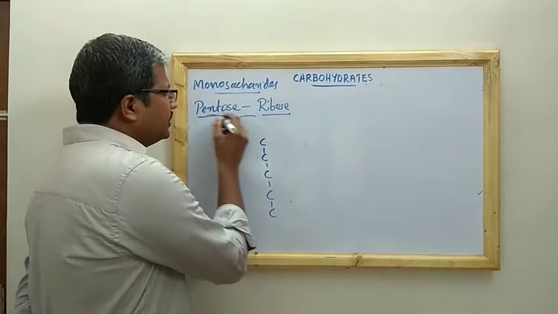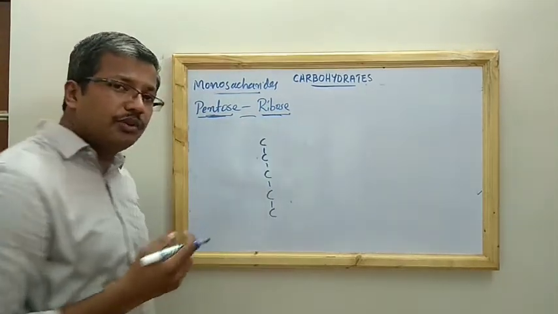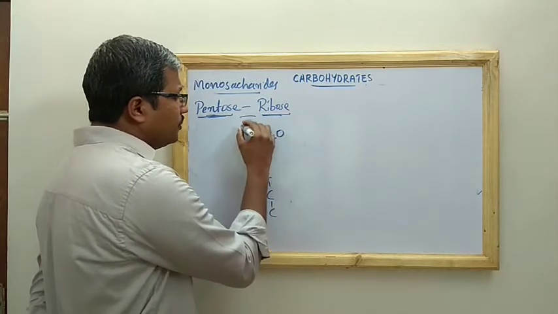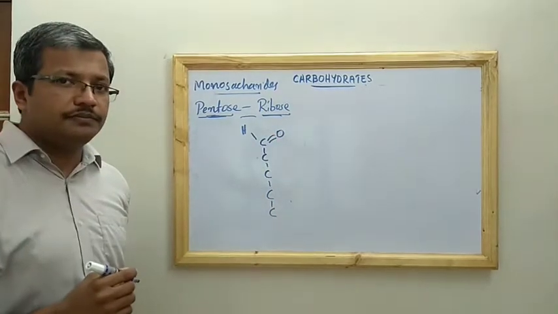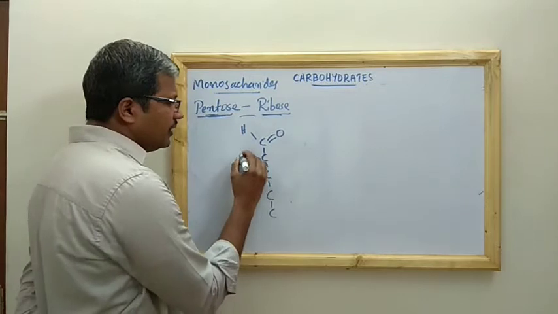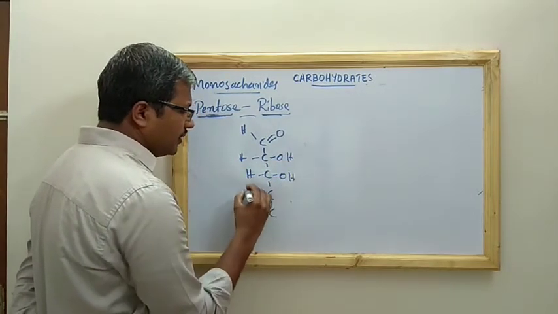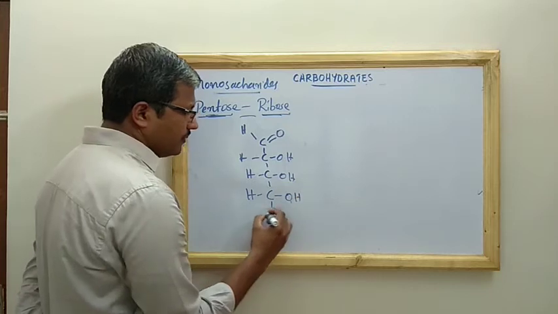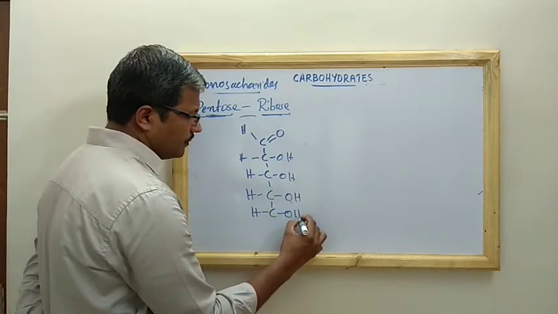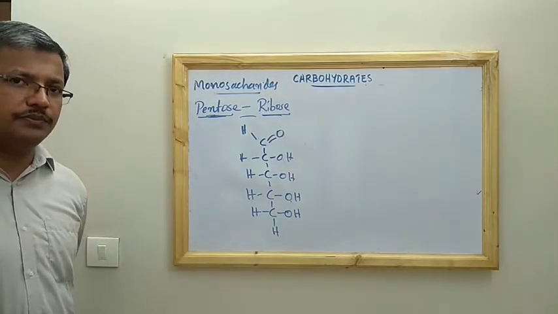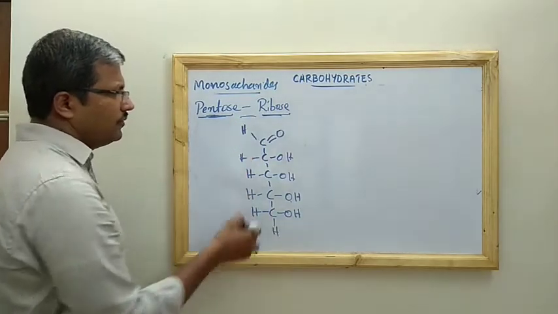And then we know that the pentose ribose is an aldose sugar, and therefore we can draw the aldehyde functional group on the first carbon. And the remaining carbons you fill with H, OH; H, OH; H, OH; and H. This is the ribose. Okay, so this is the structure of ribose.